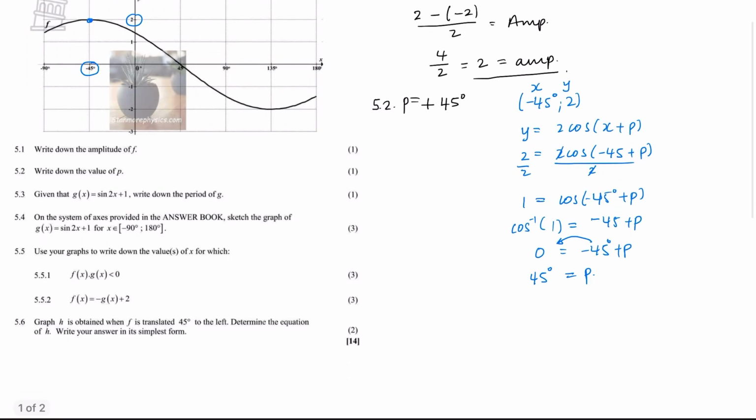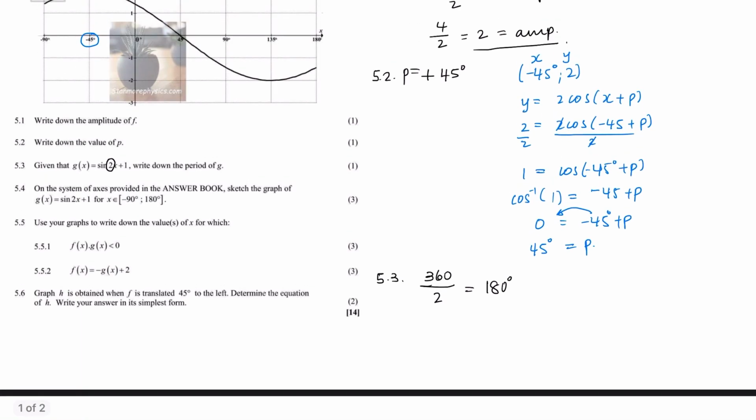Now let's take a look at question 5.3. Question 5.3 reads, given that g of x is equal to sine 2x plus 1, write down the period of g. To work out the period of a graph, for a sine graph, it's going to be 360 divided by the coefficient of x. So that's going to be 180 degrees. For cos, you would do the same thing, 360 divided by the coefficient. But for tan, it's 180 divided by the coefficient.